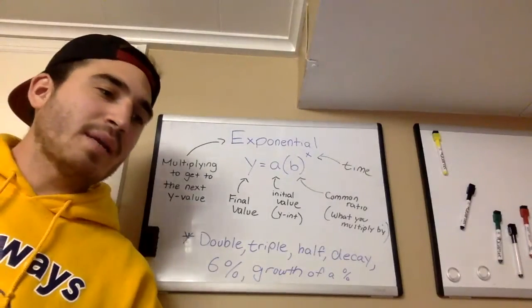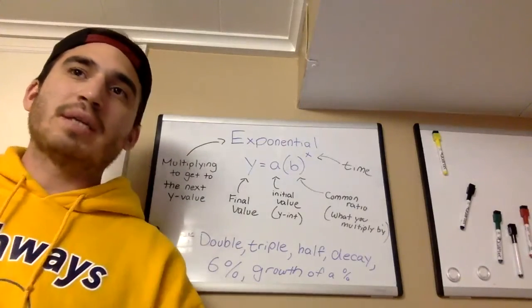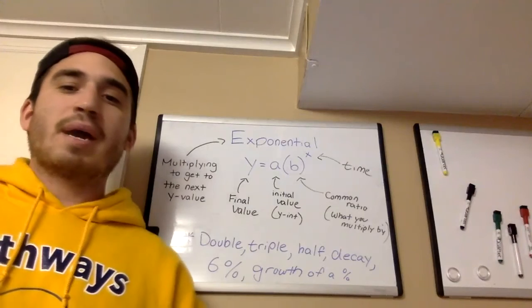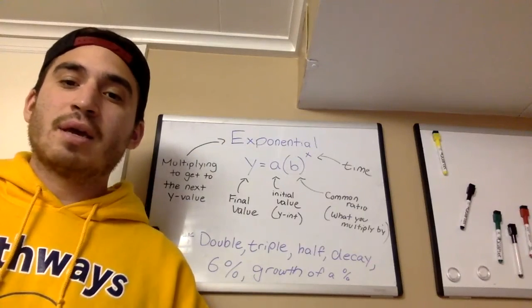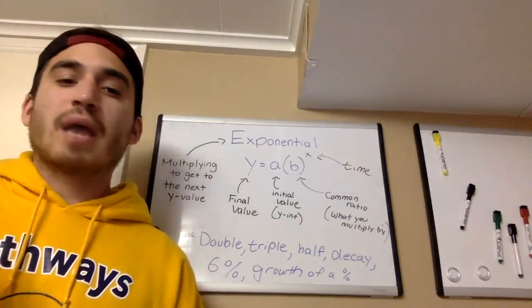If you don't see any of those words, read it carefully. Make sure you're not multiplying to get from each step to each step. If it's saying it's increasing by a height of 6 inches per day, you're not multiplying by 6, you're adding 6. It's plus 6, plus 6, plus 6. So that would be linear.